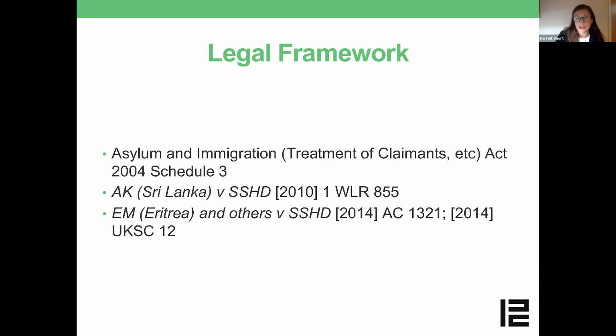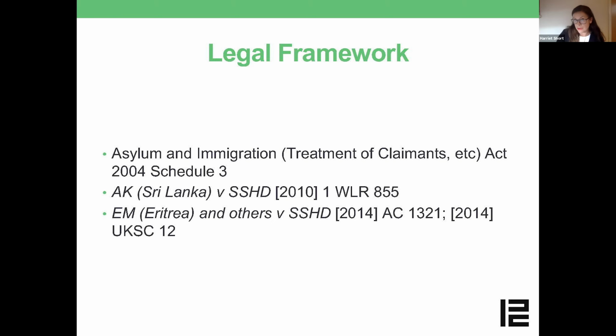Certification has to be challenged by judicial review in the courts. It deprives the applicant of a right to appeal to the First-tier Tribunal. The tests are familiar: is the claim bound to fail, does the claim have no prospect of success? That's AK Sri Lanka. In EM Eritrea, the Supreme Court delivered what remains the leading case on third country removals.